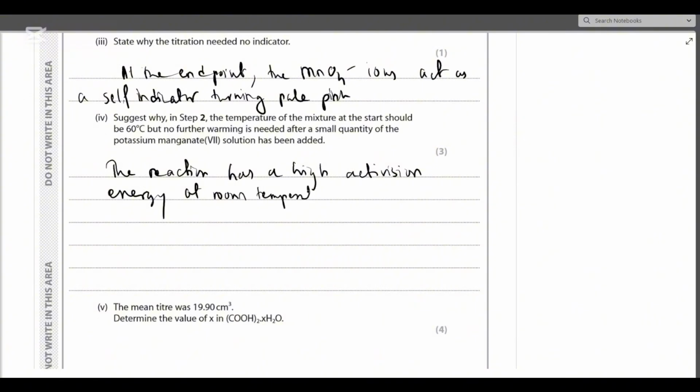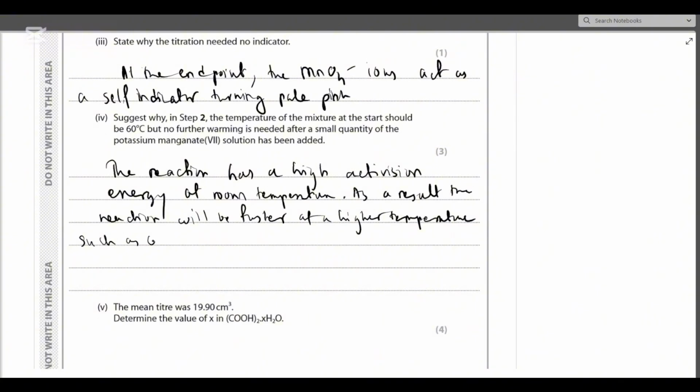So if we can just increase the temperature, in this case they mentioned 60, we'll be able to meet up the required activation energy and allow the reaction to ignite. So as a result, the reaction will be faster at a higher temperature, such as 60 degrees Celsius.